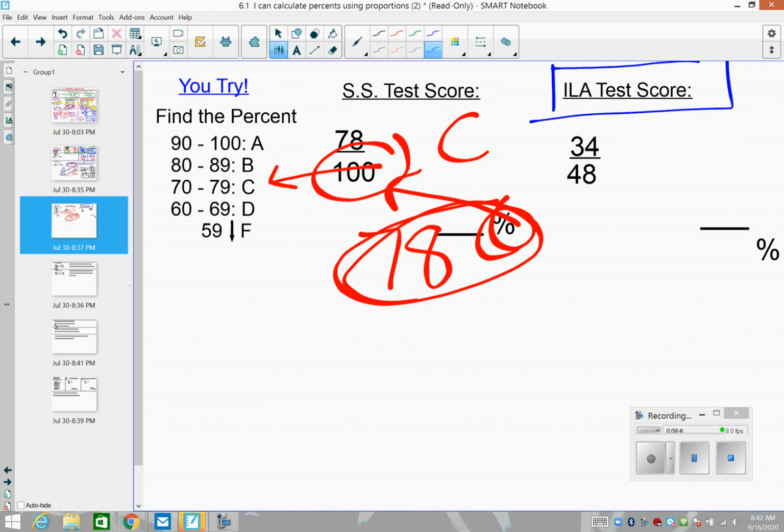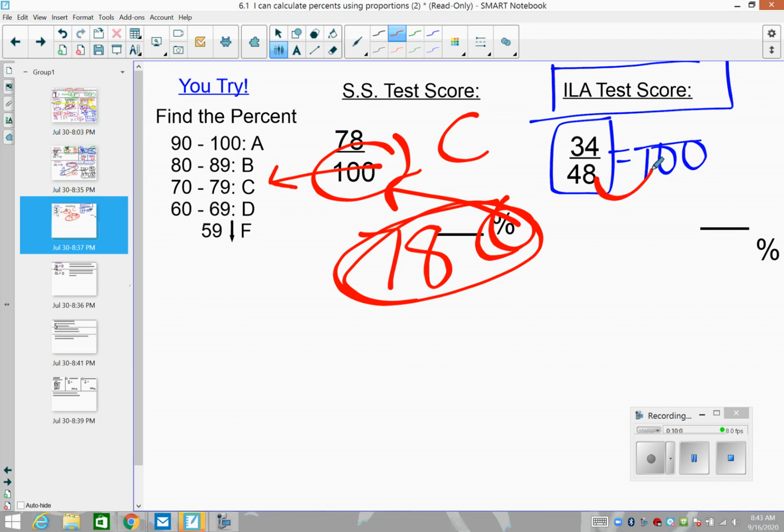All right, you should be unpausing the video. You can see that the test is not out of 48, or is not out of 100, which would have been easier, right? So some teachers like to do that, where they make a test out of a nice denominator to convert to 100 easier. But that's okay. We can get there.